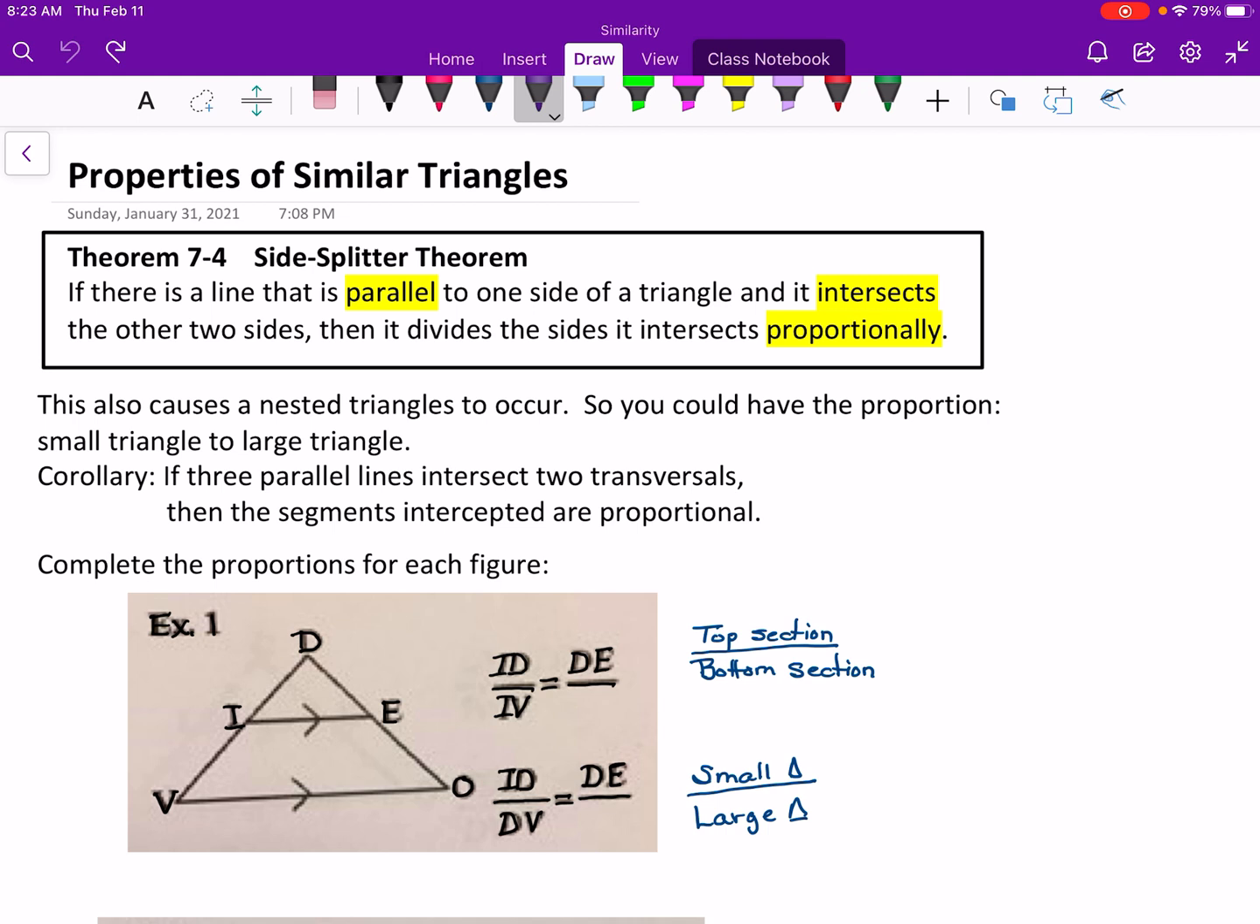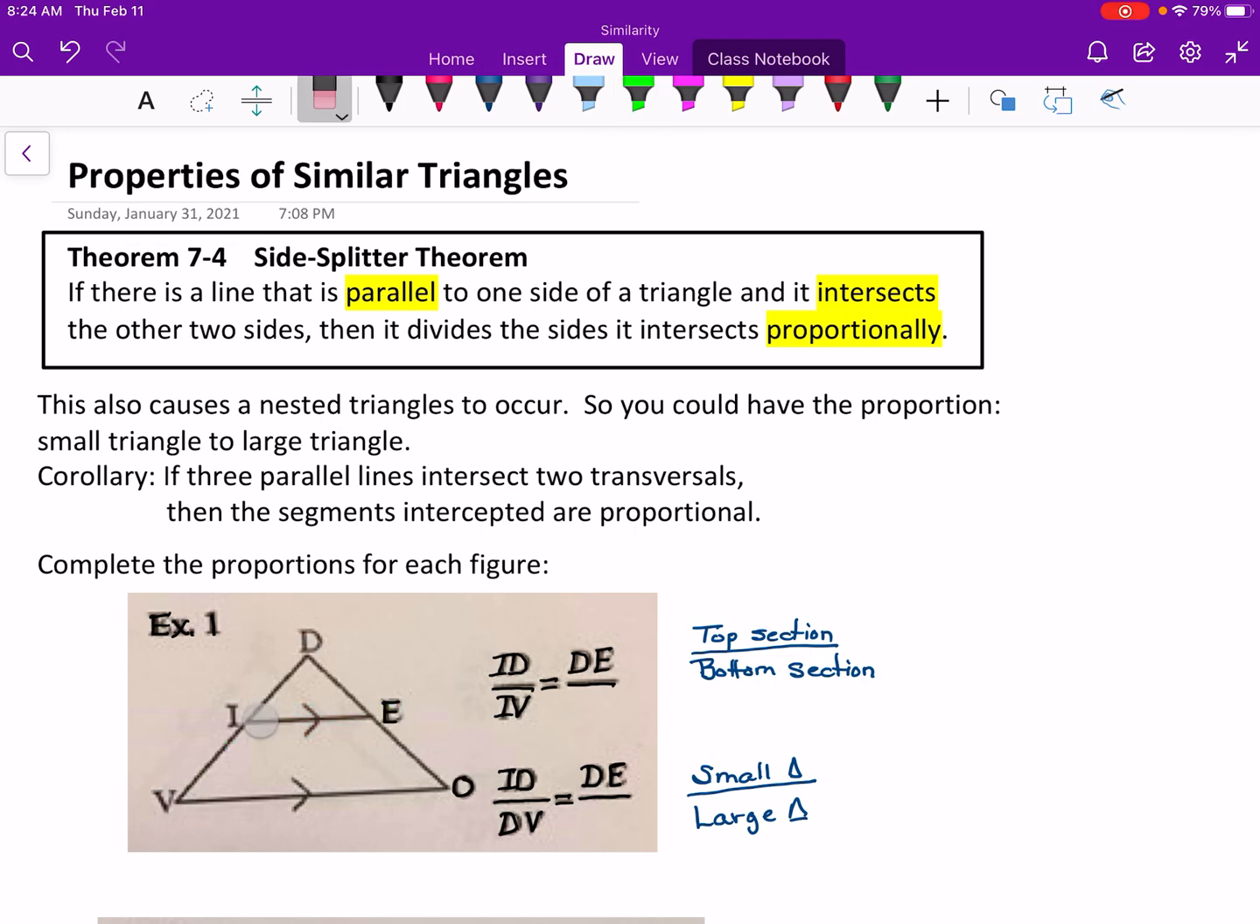So the theorem says if there is a line parallel to one side of a triangle, and while we're going through this theorem, take a look at the picture in example 1. So a line parallel, we're talking about the line from I to E, and it intersects the other two sides, then it divides the sides proportionally. So IE is parallel to the base, VO, and the theorem says that it divides the side from V to D and the side from E to O proportionally.